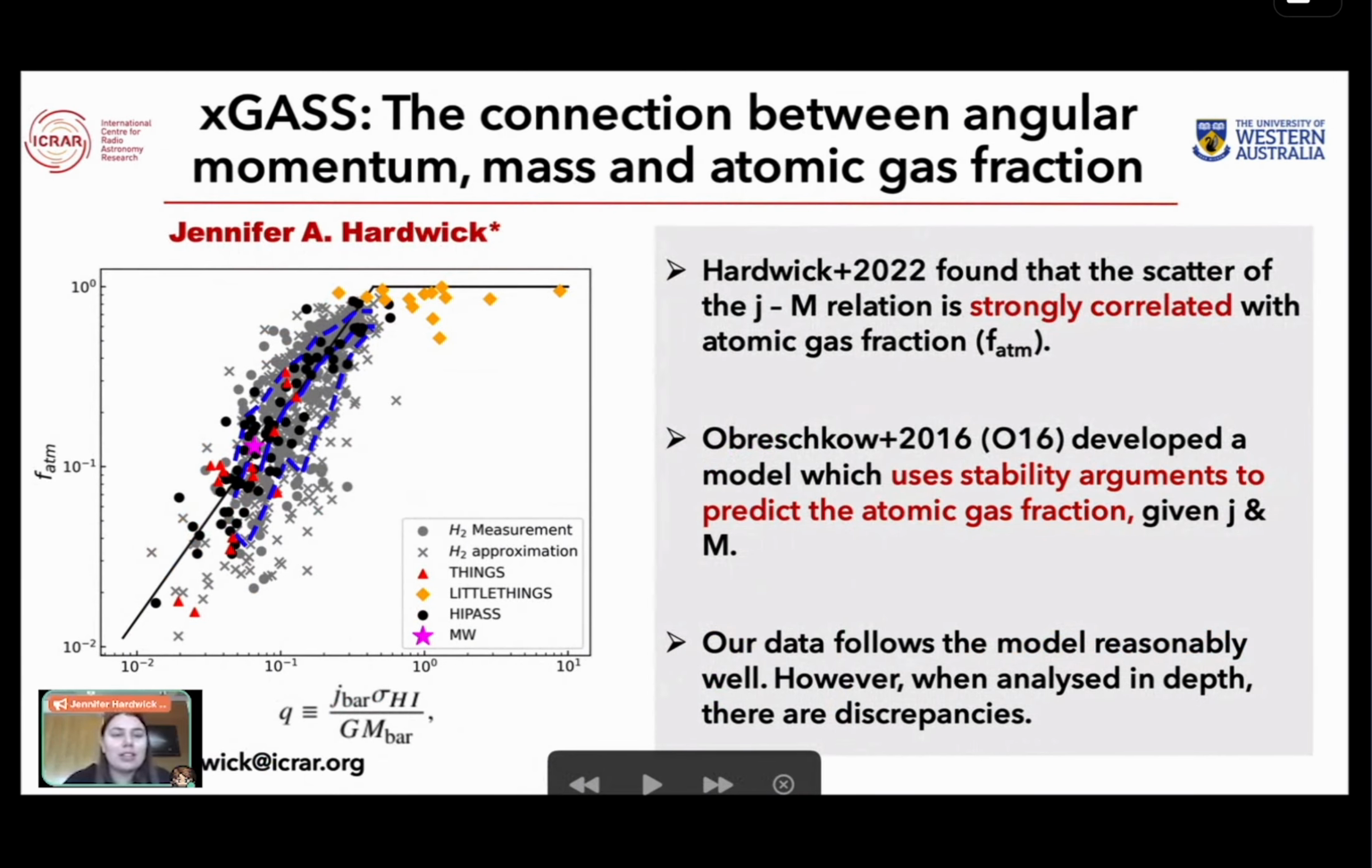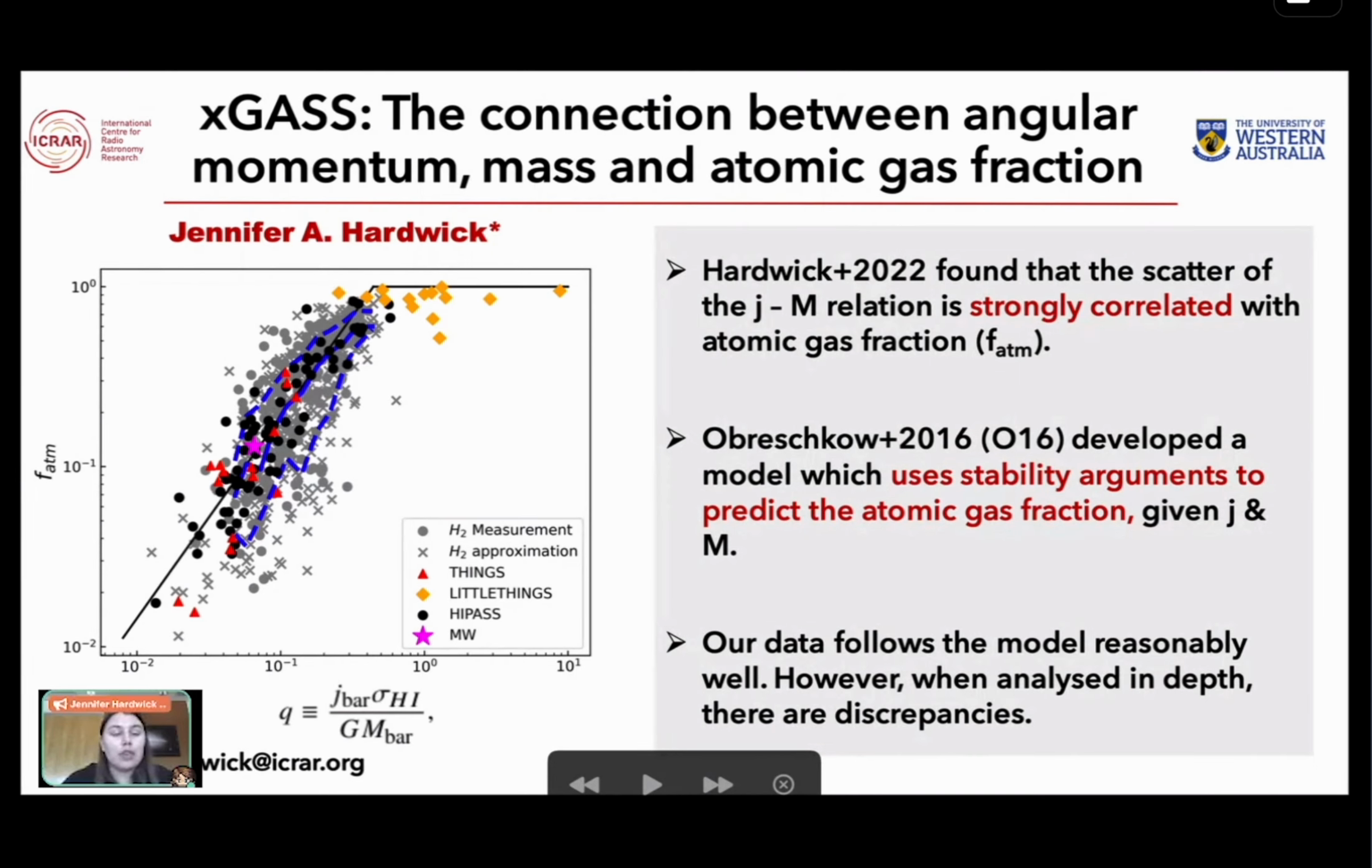Over the last year or two, I've been working with the xGASS sample to investigate the link between specific angular momentum, mass, and atomic gas fraction. This work is a follow-up of my first PhD paper, which found that the angular momentum mass relation, or the Fall relation, had scatter which was very strongly correlated with atomic gas fraction.